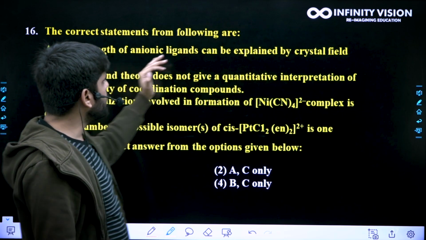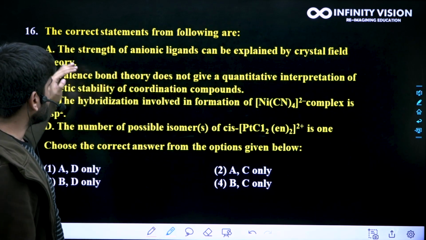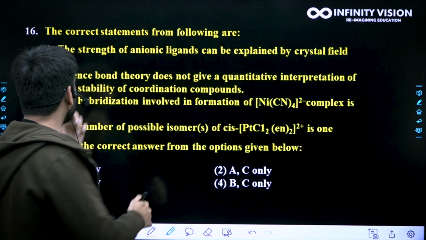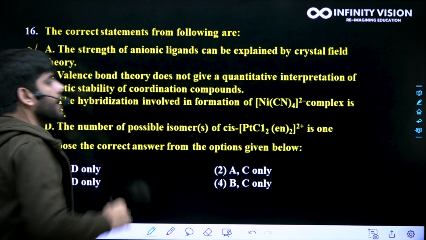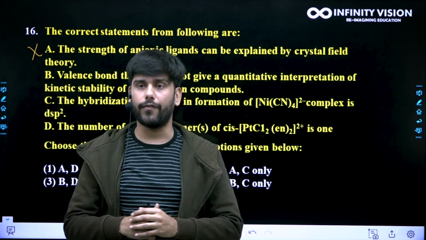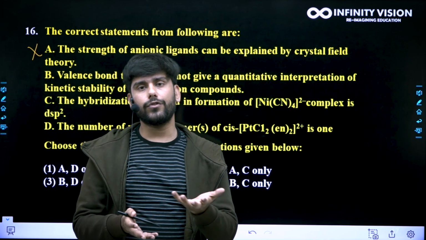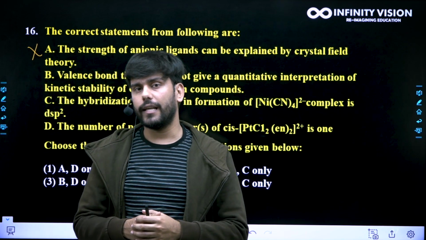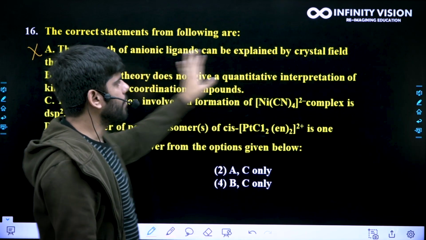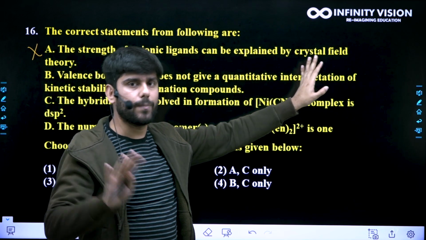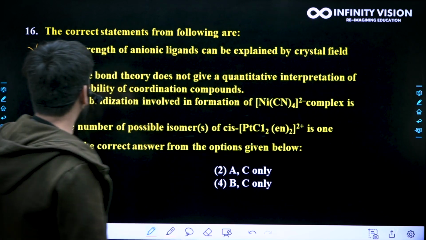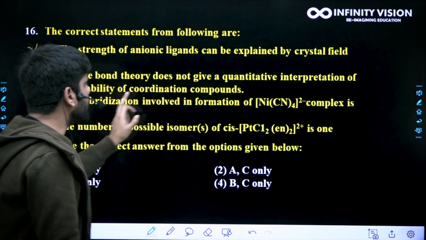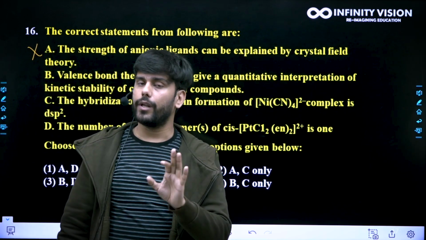The correct statements from the following are: the strength of anionic ligands can be explained by crystal field theory. No, this is incorrect. In fact, this is one of the limitations of CFT. Because if you ask why water is a strong field ligand and why OH minus is a weak field ligand, there is no explanation by CFT. Valence bond theory does not give a quantitative interpretation of kinetic stability of coordination compounds. Absolutely correct.